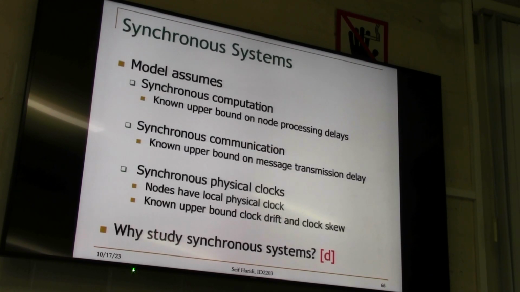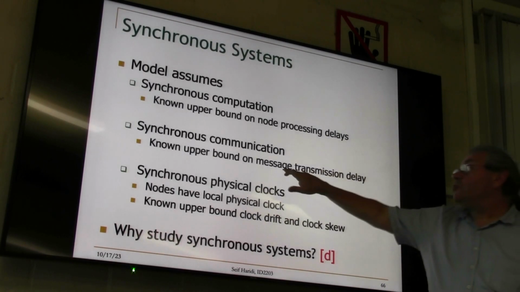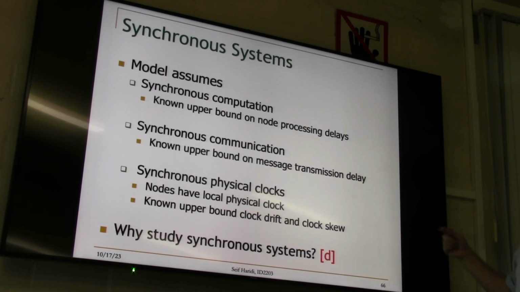The other side is synchronous systems. These are the strictest form of distributed system. All the nodes are computing in lockstep. They all take the same time, basically the same upper bound. They're all going one step forward at the same time. And the message transmission time is basically always the same. There's a known upper bound. Every node can send a message to any other node in this one time step.